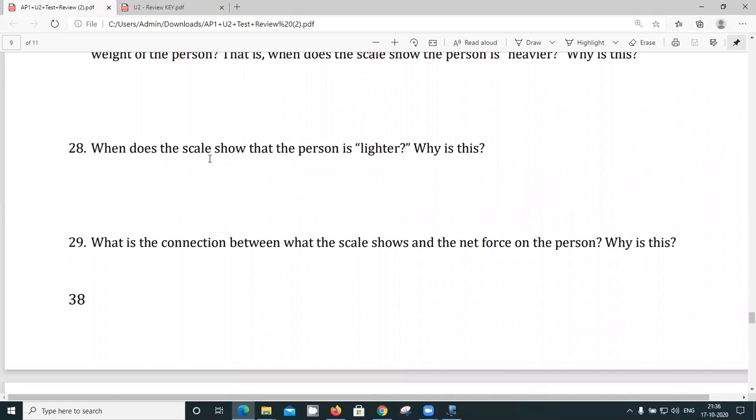So the person will feel whether he's heavy or light depending on the normal reaction. When you're standing, when the lift is going down at the bottom, won't you feel heavier than you are at the top? No, when the lift is going down, the normal force will be less.